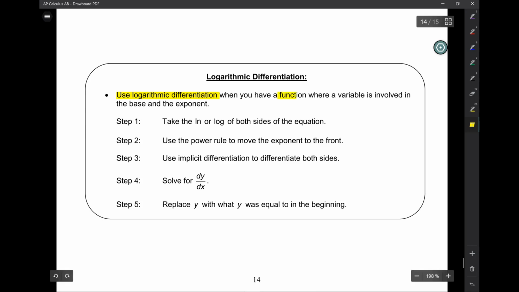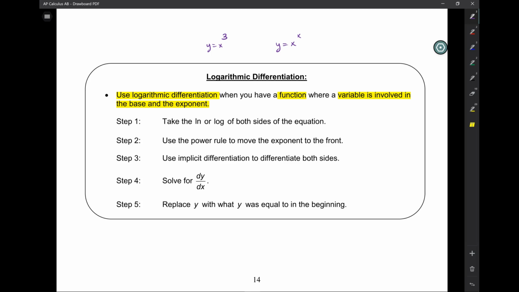Basically, when you have a function in which the variable is involved in the base and the exponent. So for example, most of the time we have these cute little boring functions like x to the 3 or sine of x squared and so on. But what if you have x to the x? Then what? Oh my word. So does that qualify? Is the variable involved in the base and the exponent? Yes, it is.